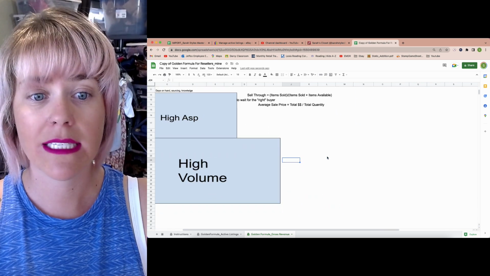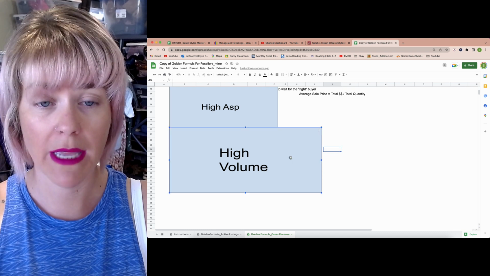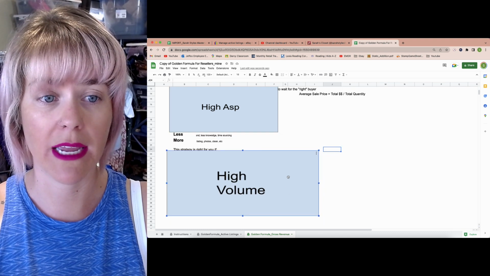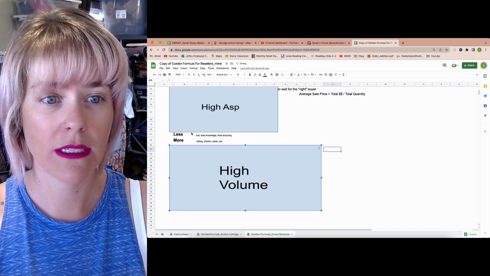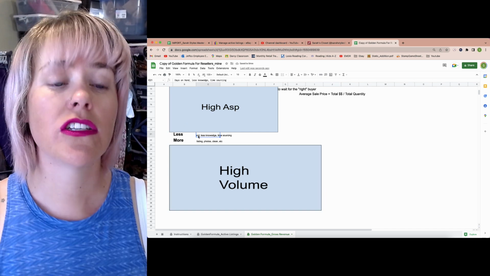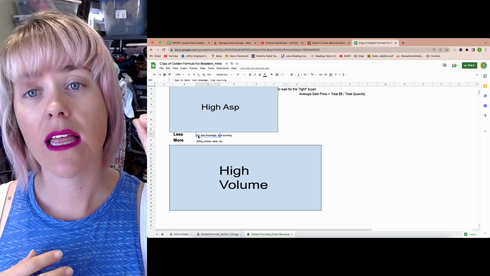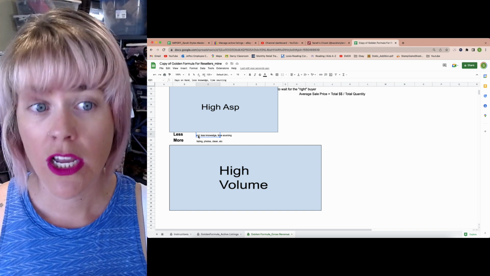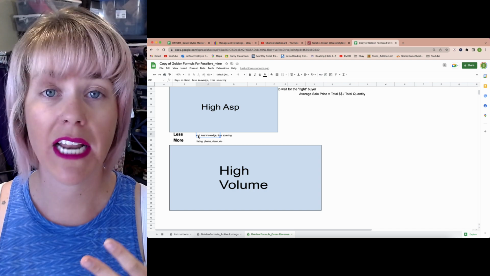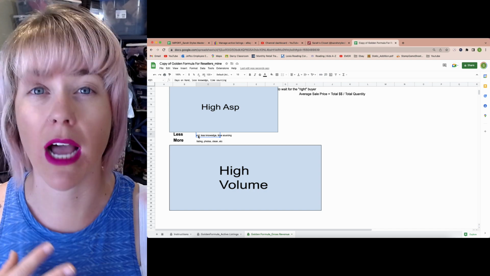And now let's take a look at the volume game. If you're playing this volume game, you're going to, it got cut off. So it's basically the opposite. If you are having lower price items, you're going to have less days on hand. You're going to want to find items that have a high sell-through rate.